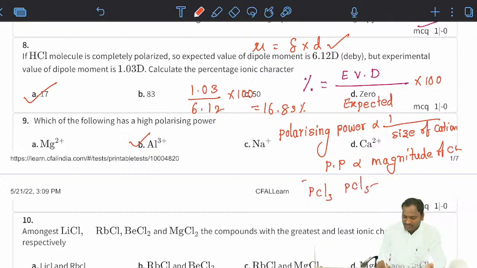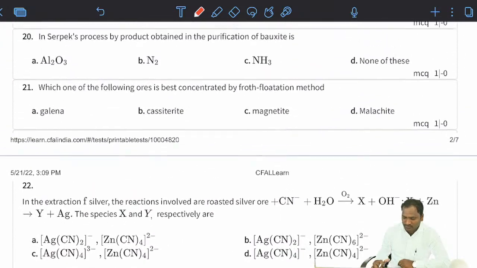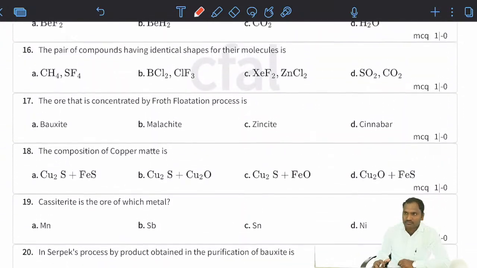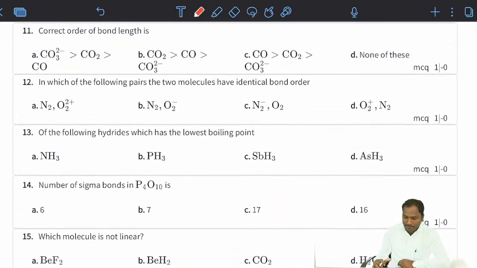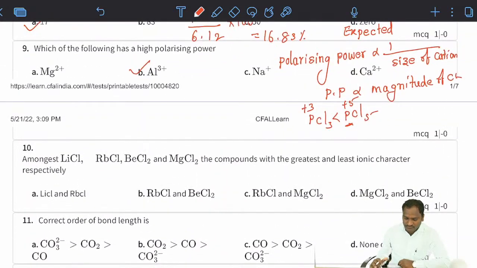Go for oxidation state. Central atom in PCl3 gets +3 oxidation state. In PCl5 gets +5 oxidation state. So this charge is more, it is having more covalent character. Clear, students? Next one.